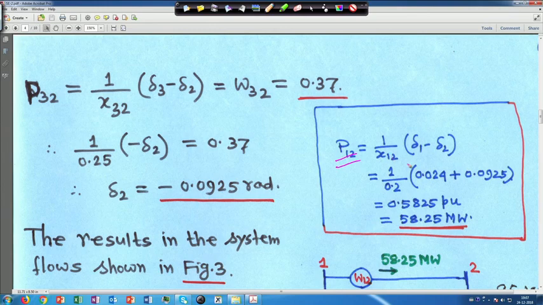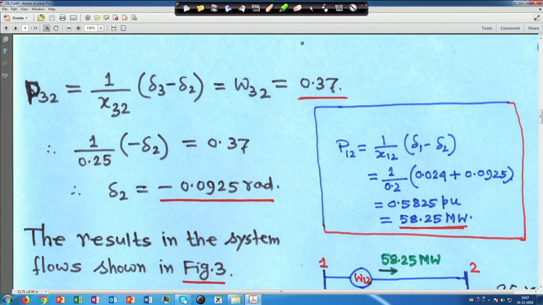So, P12 will be 1 upon x12 into delta 1 minus delta 2. If you do so, x12 is 0.2. So, 1 upon 0.2 it is 0.024 and delta 2 is minus of this one, so it will be plus 0.0925. If you calculate, it is 58.25 megawatt, right. So, this is the line flow.